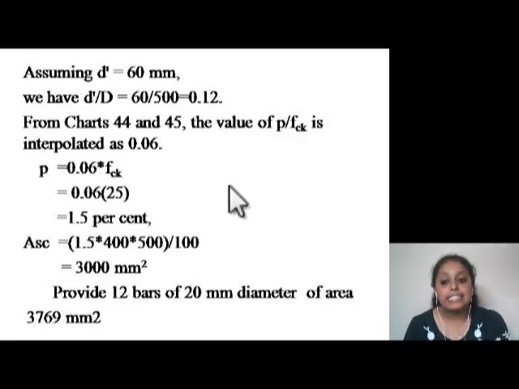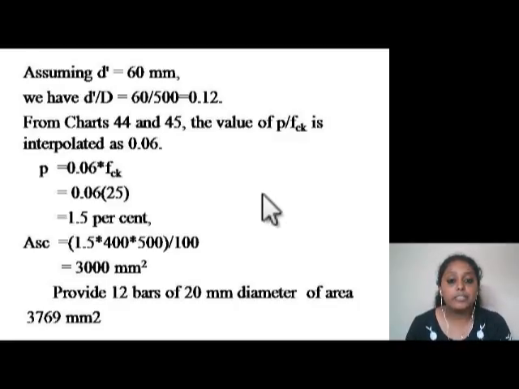For finding ASC, the area of steel, we have the equation as 1.5 into BD by 100, that is 1.5 into 400 into 500 divided by 100, that is 3000 mm square. So from the value of ASC we are providing 12 bars of 20 mm diameter of area 2769 mm square. We will get it from the equation pi by 4 d square.